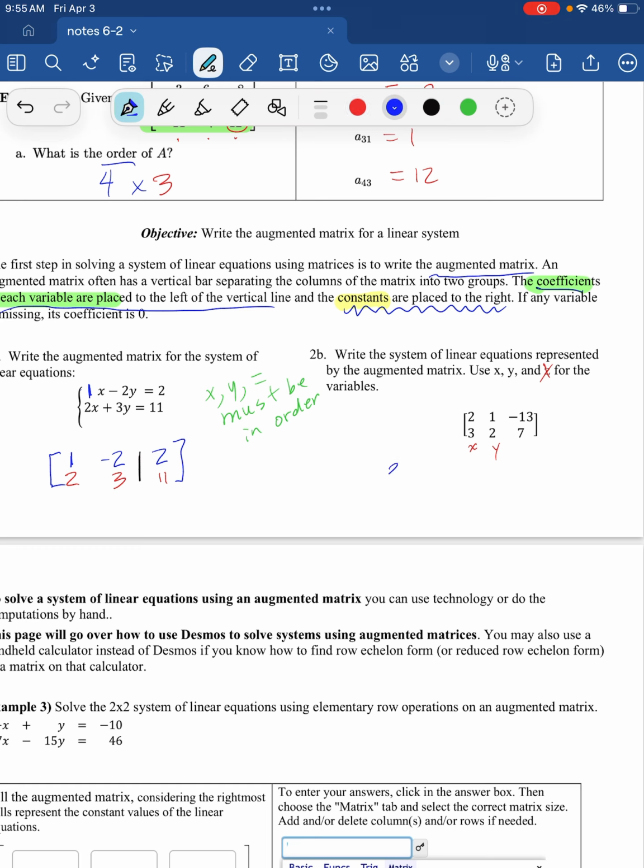The first row, put a 2 in front of the x, +1 in front of the y, then you put an equal sign before the last number because the last number has to be the constant. And then the second row, 3 goes in front of the x, +2 goes in front of the y, equals before the last number, in this case 7.